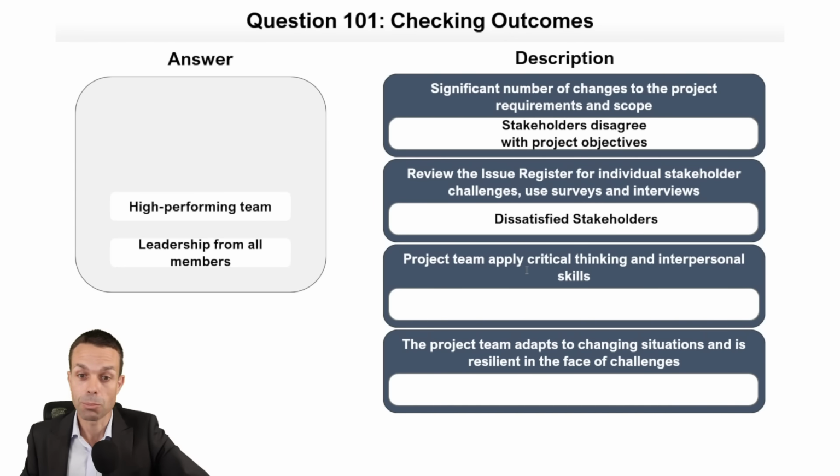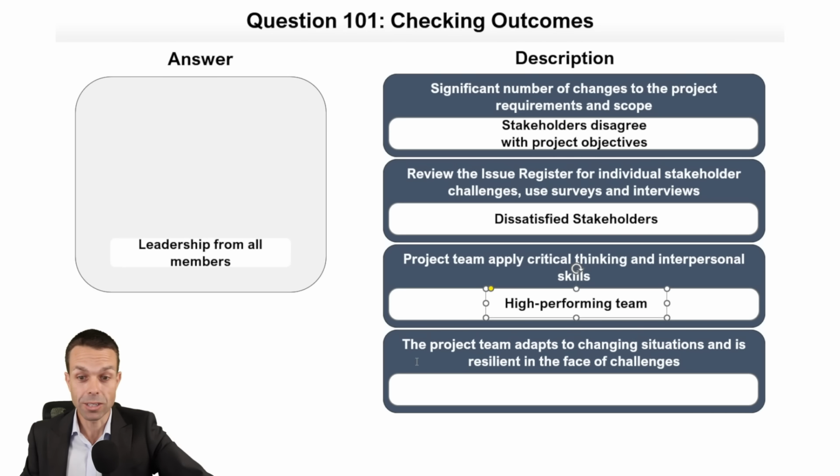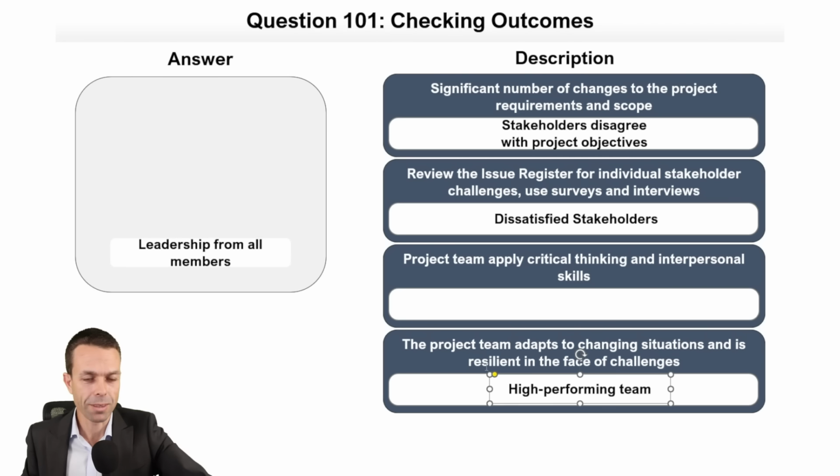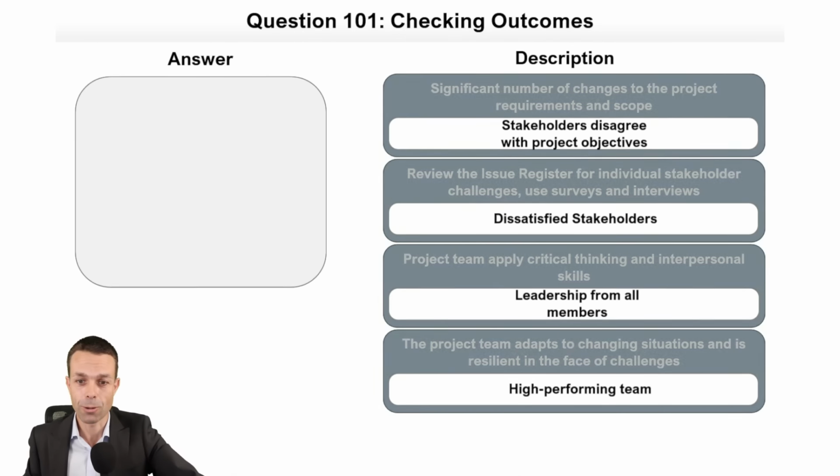Project team applies critical thinking and interpersonal skills. They are a high-performing team. The project team adapts to changing situations and is resilient in the face of challenges. Oh gosh, both of those are very, very similar. Project team applies critical thinking and interpersonal skills. Maybe that's leadership, and the other one is high performing. I think those two are so similar. I'm just going to have to take a gamble there and see how we go.